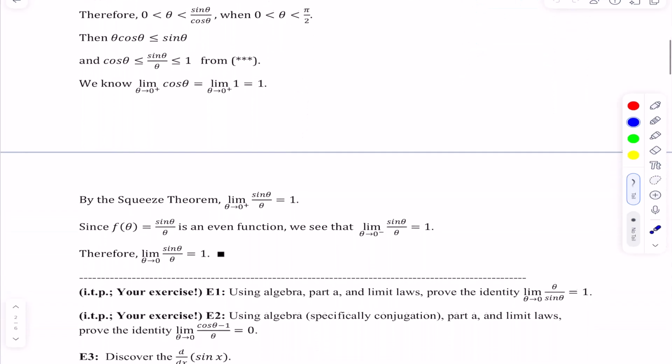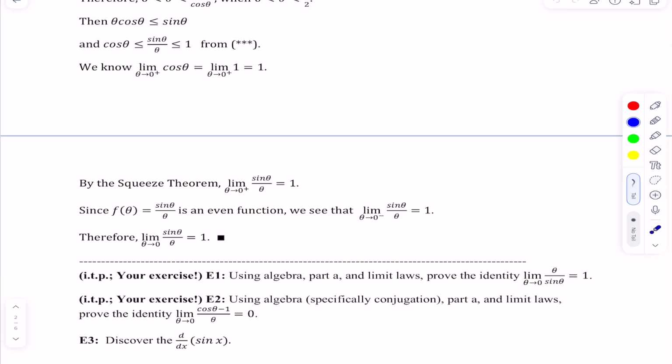Now remember, theta is non-zero, so if you divide this part by theta and this part by theta, we're going to get the next inequality, and we already know this is less than or equal to 1 from the note above.